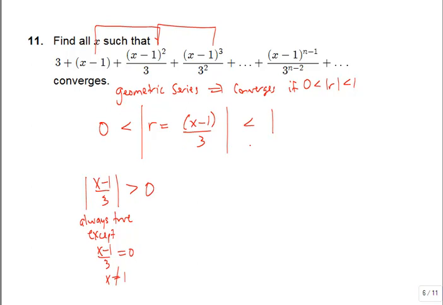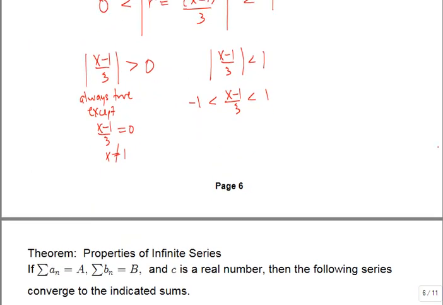If we look at the other side of the inequality here, then we need this x minus 1 over 3 to be less than 1. And that's one of those triple inequalities, if you remember from intermediate algebra, with absolute values. If we want this stuff in absolute value to be less than 1, then that means that x minus 1 over 3 must be between negative 1 and positive 1. So if I solve this triple inequality, I'm going to multiply everything through by 3. So this will become negative 3 less than x minus 1 less than 3. And then I'm going to add 1 all the way across. So we'll get negative 2 is less than x is less than 4.